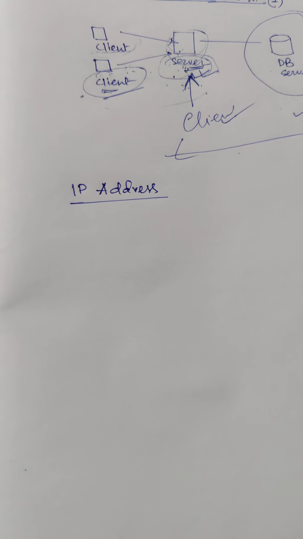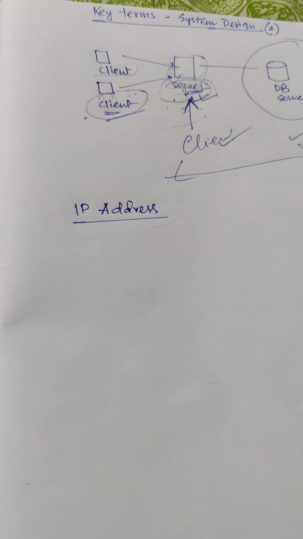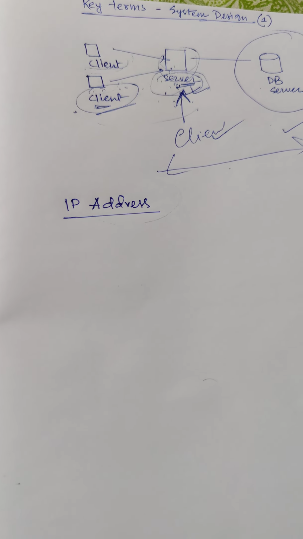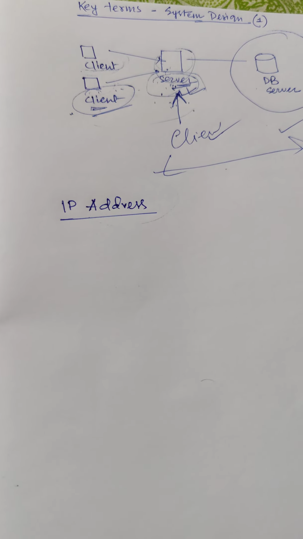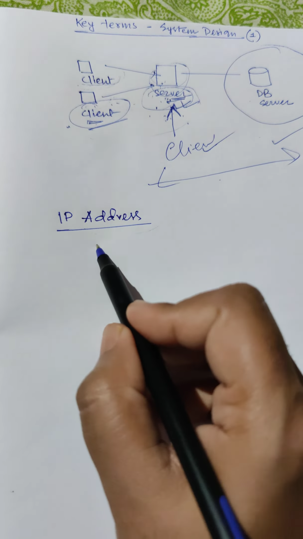An IP address is an address. First of all, it's an address of a machine, and this machine is connected to the public internet. So how do we identify that machine? How do we find the address of a machine which is connected to the public internet? We can find that through IP addresses.